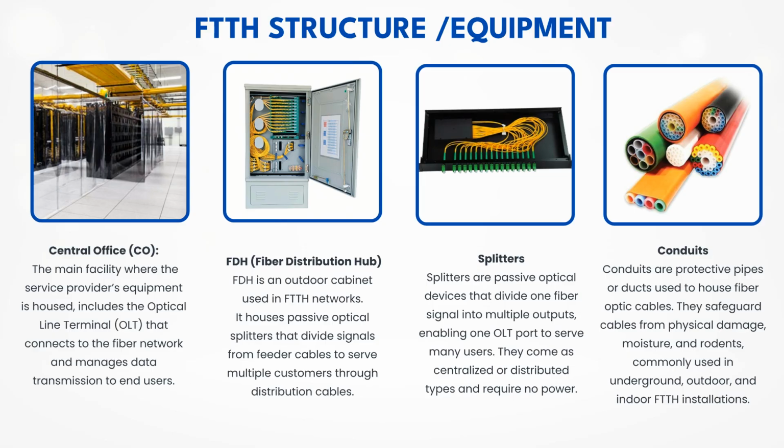Key FTTH equipment includes the central office, housing the optical line terminal, or OLT, and the fiber distribution hub, or FDH, which uses passive optical splitters. Splitters are passive devices that divide one signal into multiple outputs. Conduits protect the fiber optic cables.